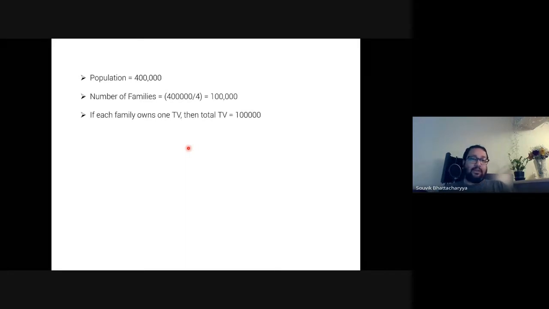So let's start off with some assumptions. The population is 400,000, or 4 lakhs. If there are on average 4 people per family, then there are 100,000 families in Bardhaman. And if each family wants one TV, on average, there can be many families which do not have a TV, and many families which have more than one TV. So on average, the total TVs would be about 100,000.